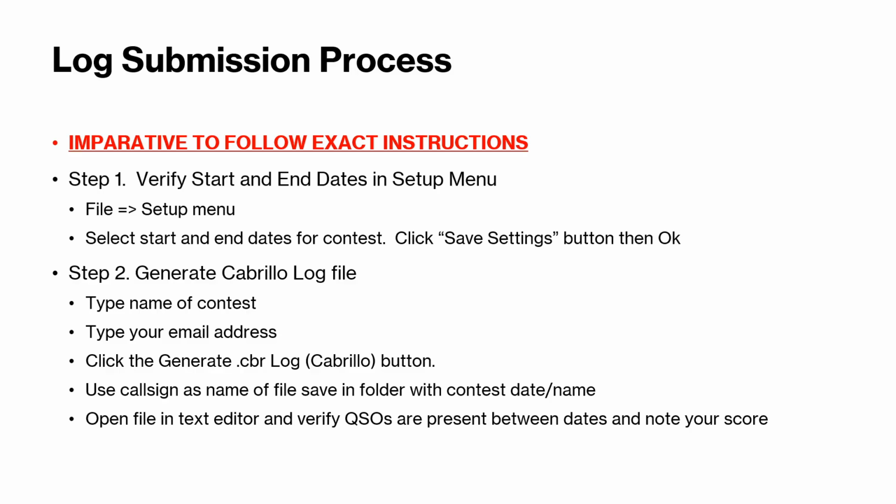In order to make sure you save a copy of that and you don't accidentally overwrite it, we would highly recommend that you have a separate folder for every log file for the contest that you make. You can do this by creating a folder and a directory for the contest in question, and then save the log file, again, as call sign. That's all we need with it, and that's all we're going to accept, callsign.cbr.